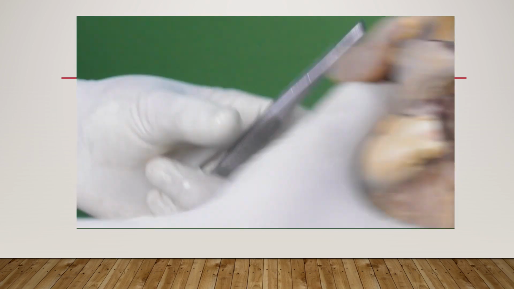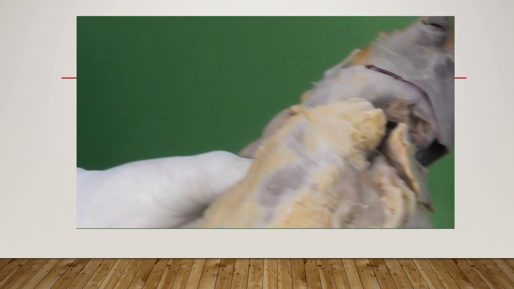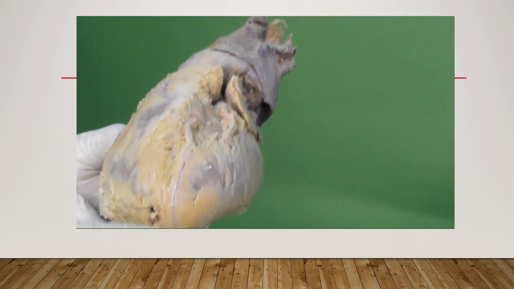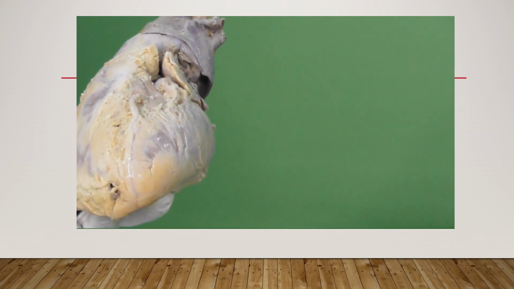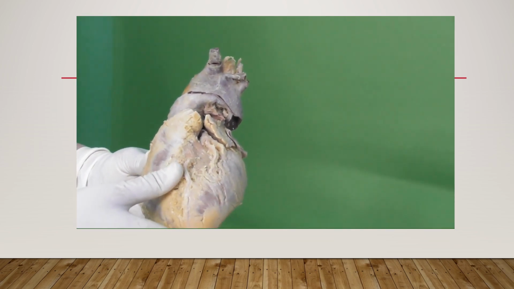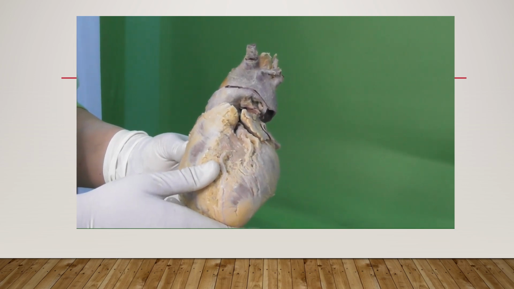Now, as we all know, the right atrium and the right ventricle are separated by the tricuspid valve guarding the right atrioventricular orifice. Similarly on the left side, the left atrioventricular orifice is guarded by the bicuspid valve.